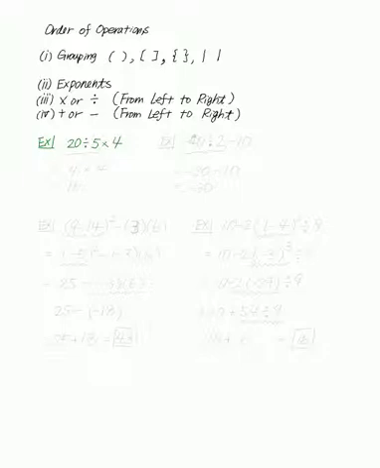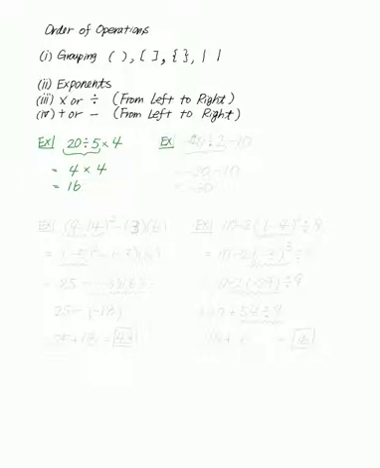So I'm not going to multiply first. In this case, I'm going to divide first. So 20 divided by 5 is 4, times 4, which is going to give me 16. Notice if I multiplied first, I'd have 20 divided by 20, which is 1, which is a totally different answer, which is incorrect.